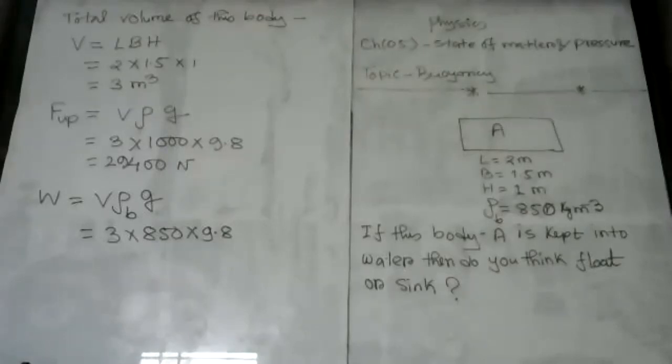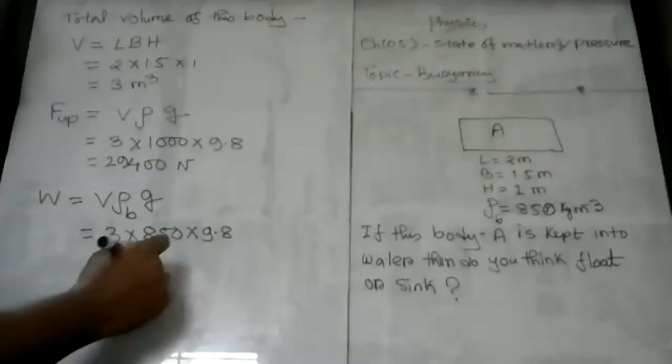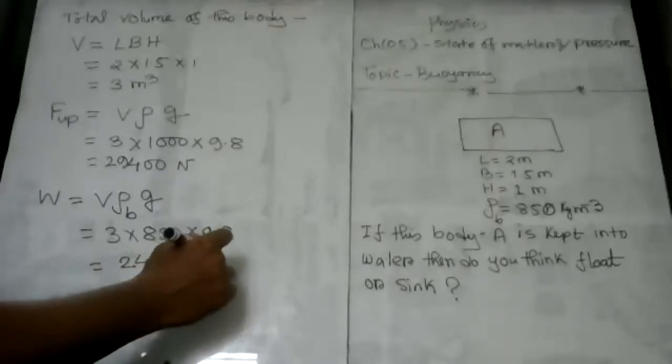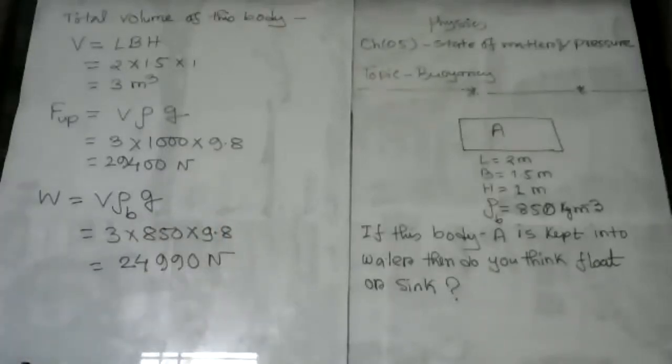So my dear student, what is the weight of this body? So what is the weight of this body, my dear student? 24990. 24990 Newton. Okay. Now, my question is here: this body will float or sink? My dear student, my question is, this body will float or sink?